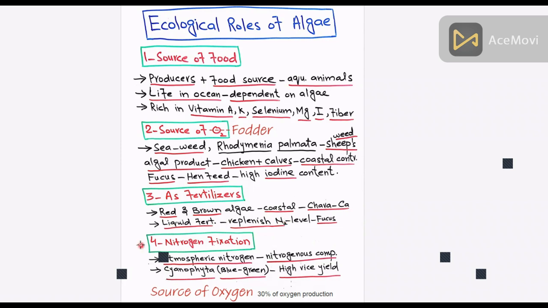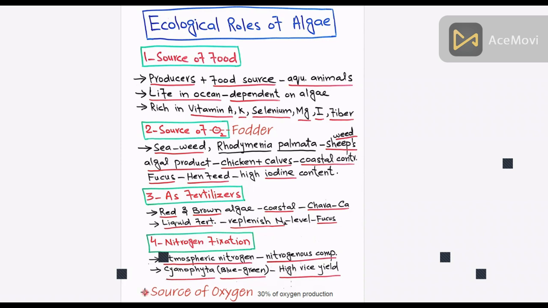The fourth one is nitrogen fixation. The conversion of atmospheric nitrogen into nitrogenous compounds is one of the major roles played by algal plants, especially by the members of Cyanophyta or blue-green algae. A high rice yield has been obtained when the rice fields were inoculated by certain nitrogen-fixing blue-green algae.